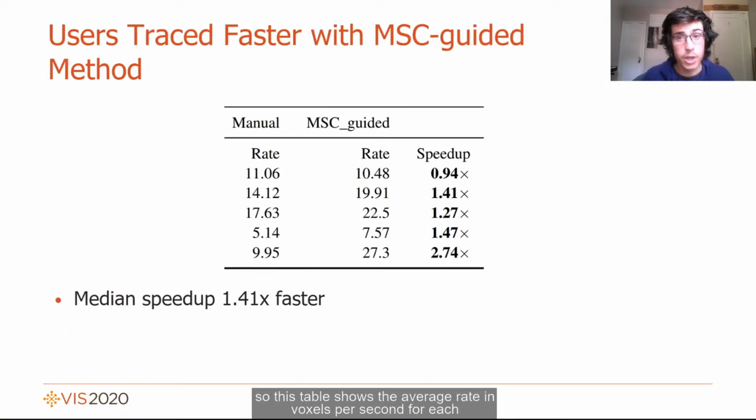So this table shows the average rate in voxels per second for each method across all 34 traces. We found that overall, on average, the semi-automatic method allowed users to trace faster than manually tracing, with a median speedup of 1.41 times faster. And in a real-world setting where traces can take days up to months, this is considered a significant improvement.